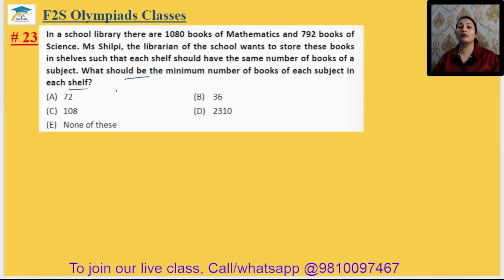So for the minimum number of books, we have to find the common factor, the highest common factor between these two so that it can be stacked together. Okay, to find the HCF, let's take the HCF.